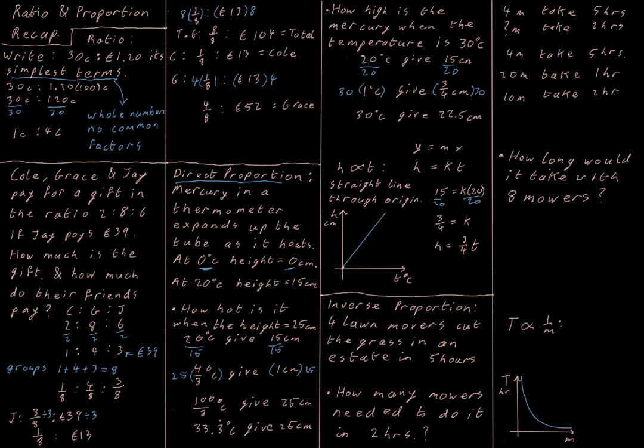So how long would it take 8 mowers? Write down our relationship. Generally, we'd need to find out what 1 mower would take. How many hours would 1 mower take? They would always take 4 times as long, because we only have 1/4 of the mowers. And then 8 mowers would take 1/8 of those 20 hours to get the job done. Or we could have said twice as many mowers would take half as much time here.